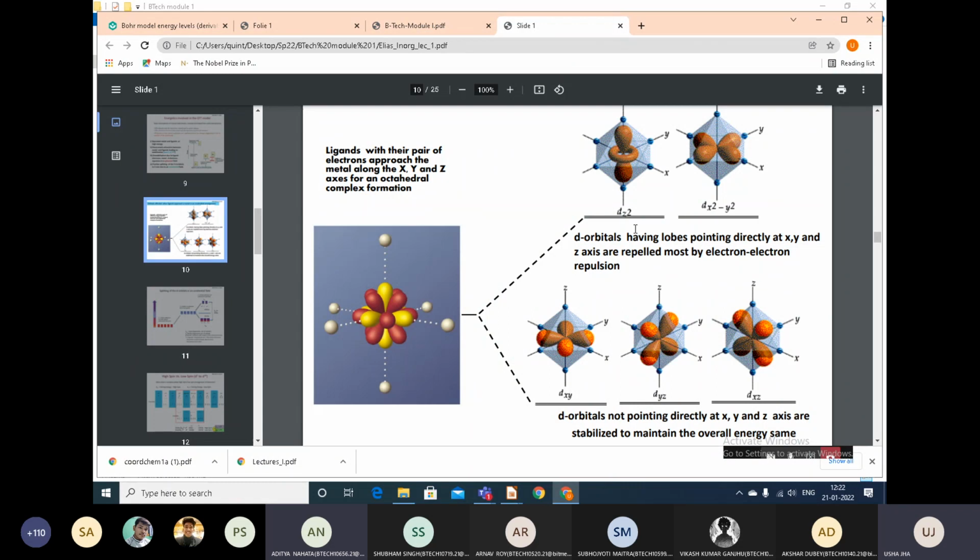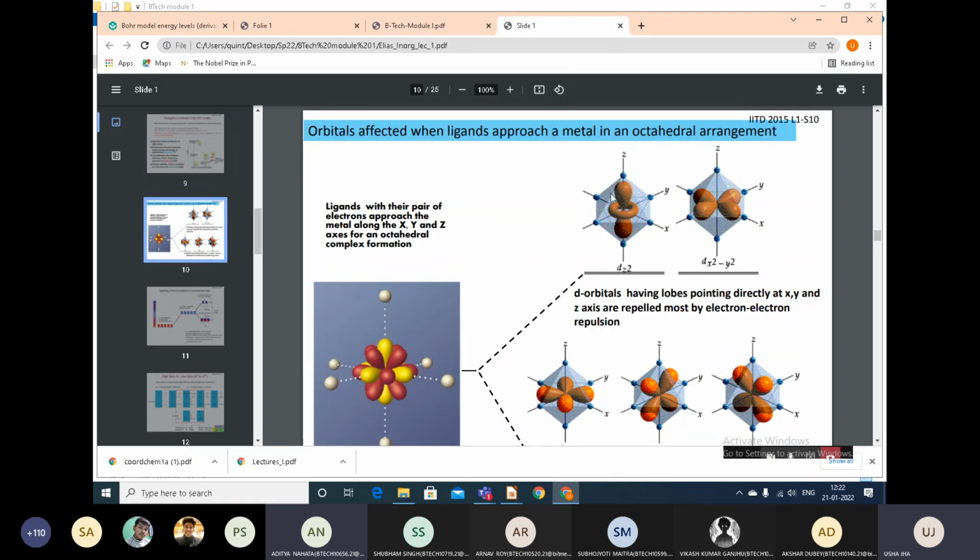This gives you the shape here. So this is behind; you can see in the water print this parallelogram, and you can see the apex there. So they are approaching along the X, Y, and Z axis. All 6 ligands are coming nearer, and they are approaching along the X, Y, and Z axis.